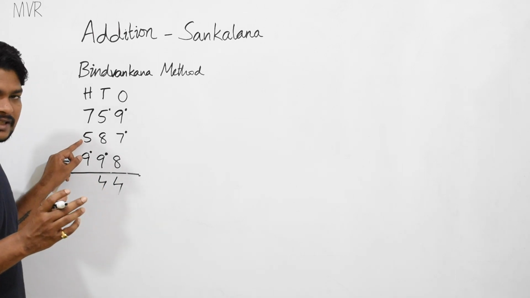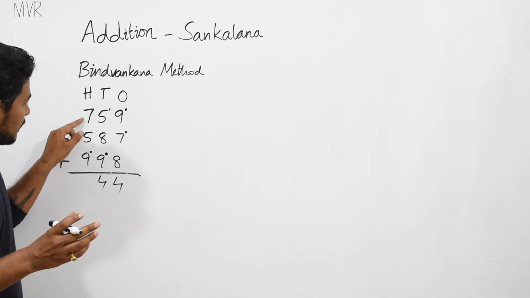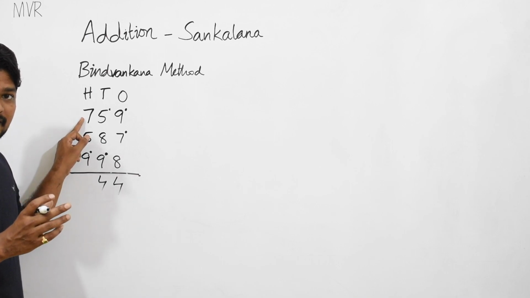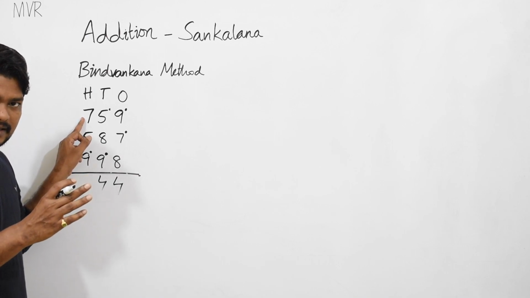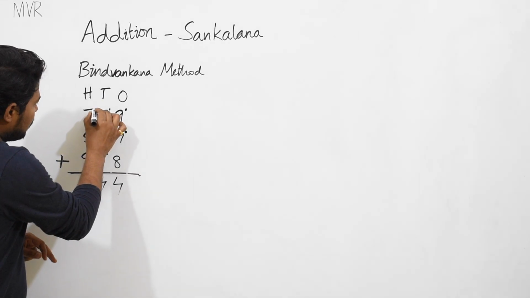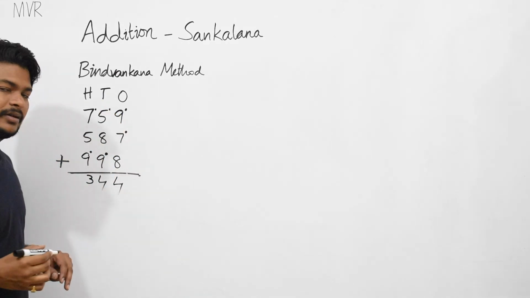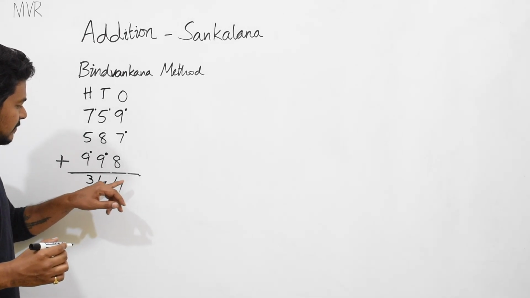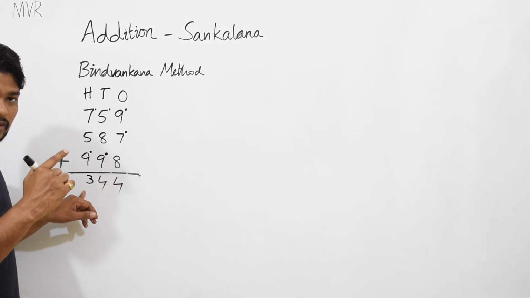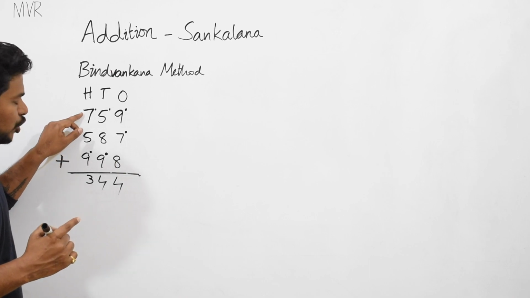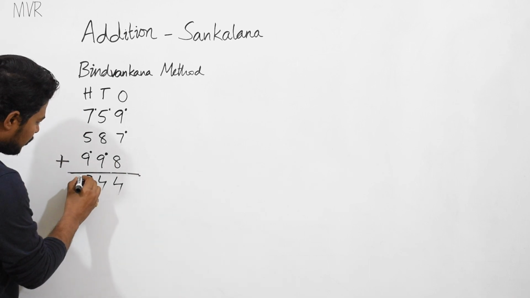1 plus 5 is 6. 6 plus 7 is 13. Right? 13. So you put a dot here and write 3. Now we have completed the ones place, tens place, hundreds place. Now check how many dots? 1, 2. 2 dots are there. You write 2.